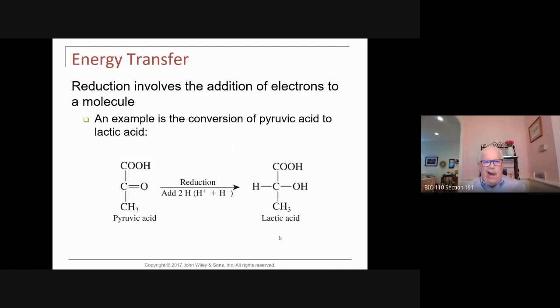The opposite of oxidation is reduction. Reduction is the addition of electrons to a molecule. You're now adding hydrogen to a molecule. So if you convert pyruvic acid back to lactic acid, you are adding or reducing pyruvic acid by 2 hydrogens. You're now adding a hydrogen here, and you're adding a hydrogen here to produce lactic acid.